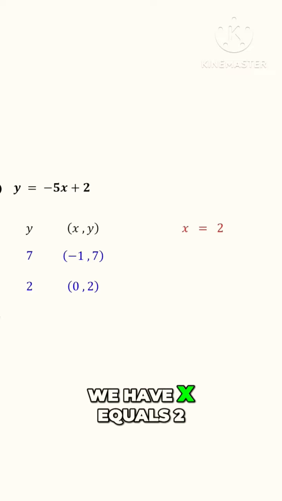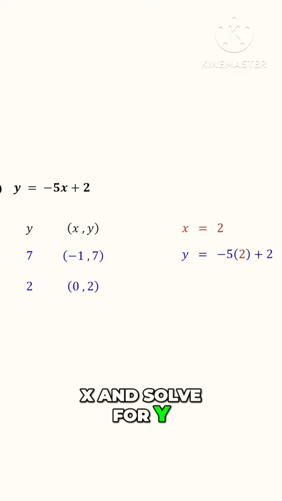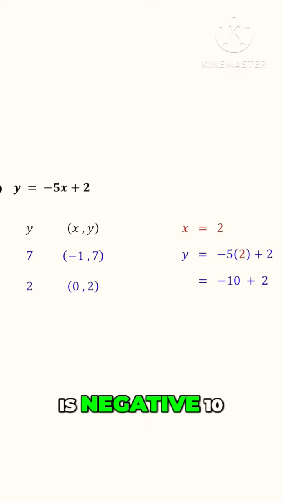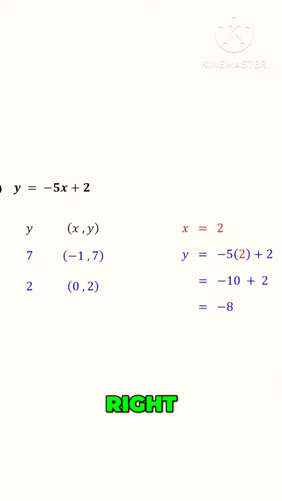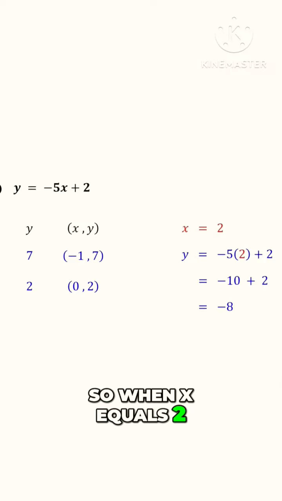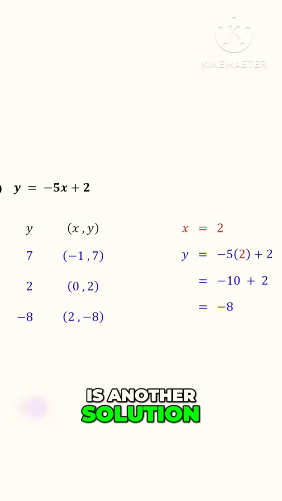Next, we have x equals 2. So, substitute 2 for x and solve for y. -5 times 2 is -10. -10 plus 2 equals -8, right? So, when x equals 2, y equals -8. Therefore, 2, -8 is another solution.